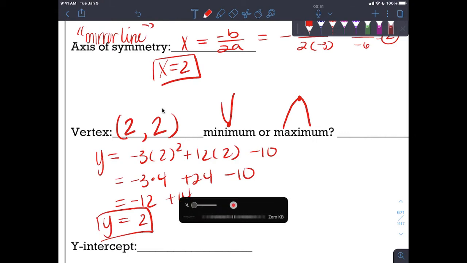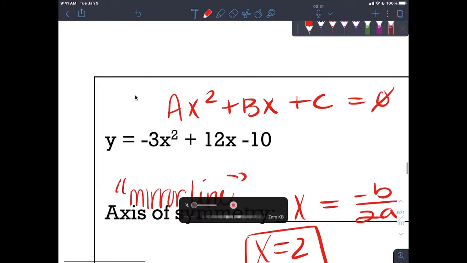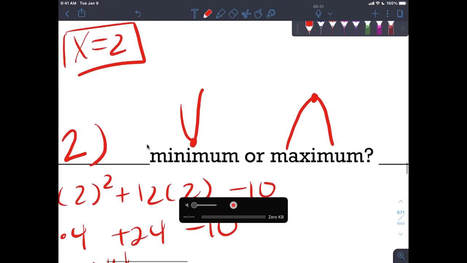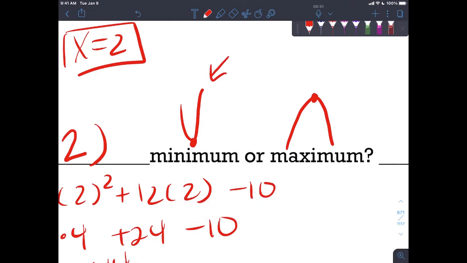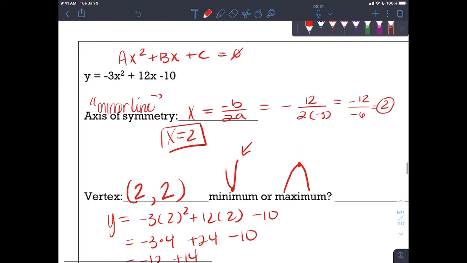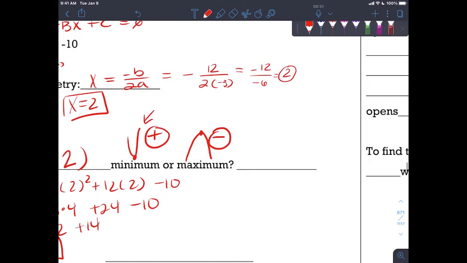But just by looking at my equation, how in the world do I know if this is a minimum or a maximum? Well, I look at that a value. If it's positive, it's one of these guys. It's facing the normal way. If it's negative, it's one of these guys over here. So because this one is negative, this is going to be a maximum.